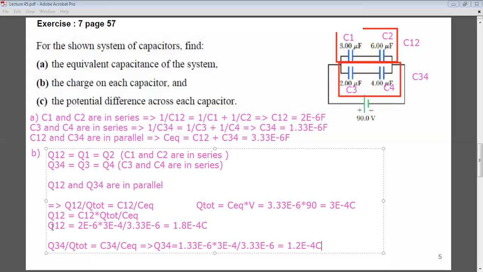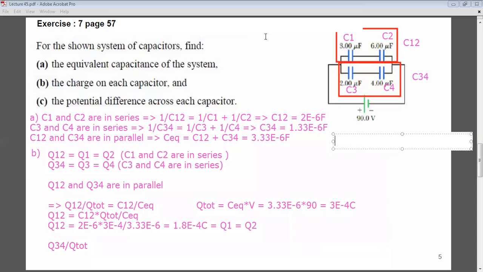Okay, so if I have Q12, it implies I have Q1 and Q2 because they are equal. So Q1 equals Q2, and Q3 equals Q4. So I got the charge across all the capacitors. Finally, so we calculate the potential difference across each capacitor.